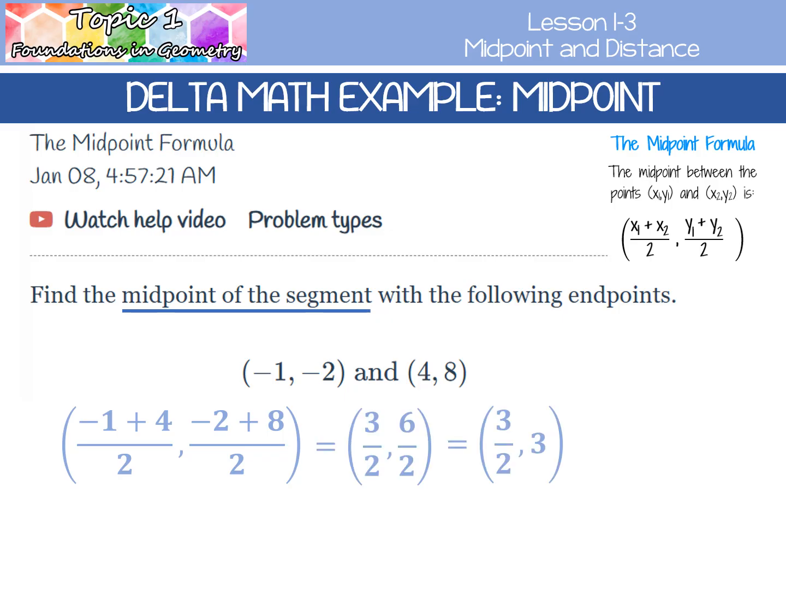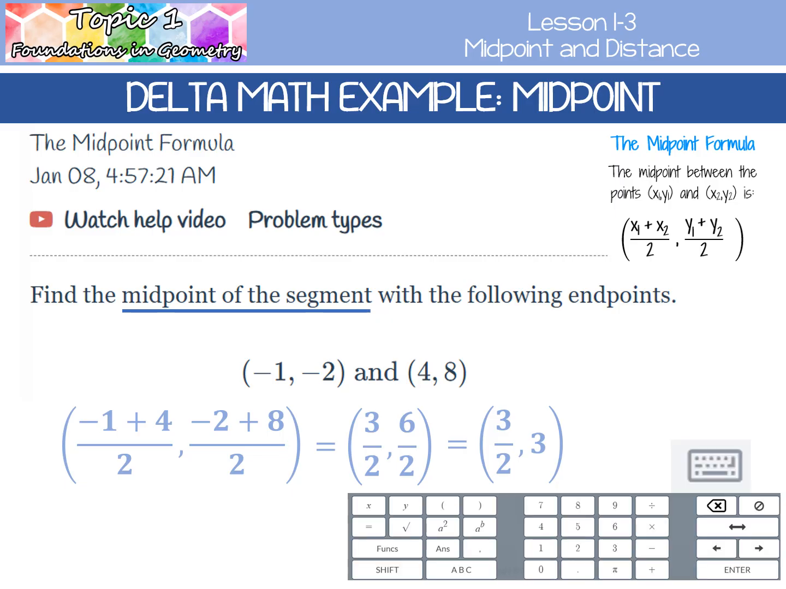Simplify. We're going to get 3 halves, or you could put 1.5. I think they accept it either way. And then 6 divided by 2 is 3.